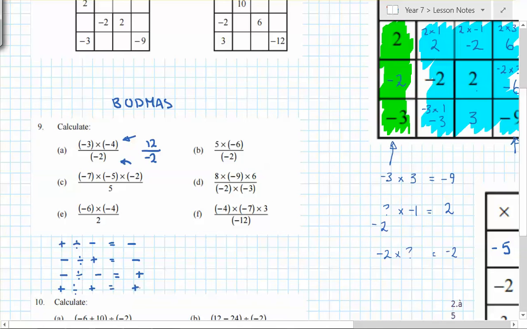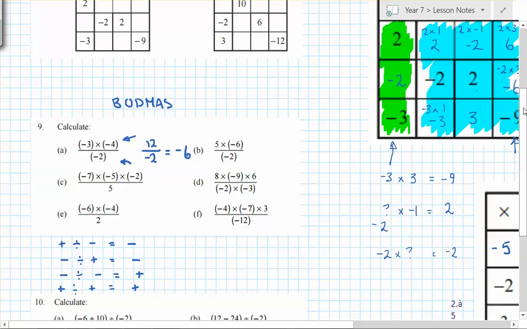So in this case, will it be a positive or negative answer? Well, that'll be a negative. It'll be a negative answer. It'll be negative 6. Oh, whoops. Yeah, just got to concentrate, that's all. So that's how we do those.